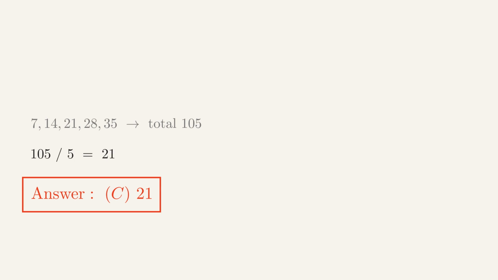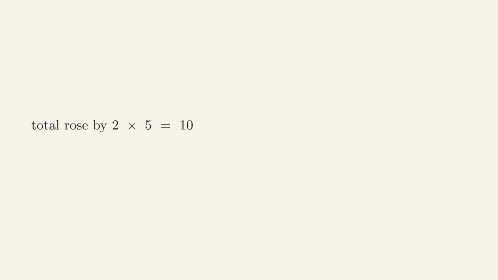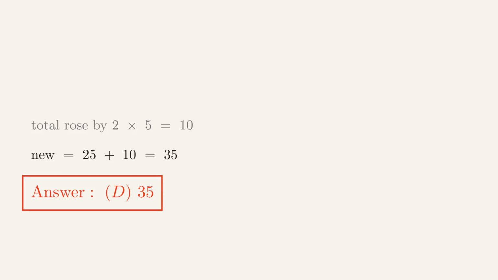The average age of 5 people rises by 2 when a 25-year-old is replaced. The average rose by 2 across 5 people, so the total rose by 10. The new person is 10 years older than the 25-year-old, 35. This is the replacement shortcut. Change in average times the count equals the change in the single value. Memorize it, and a wordy question becomes one line.